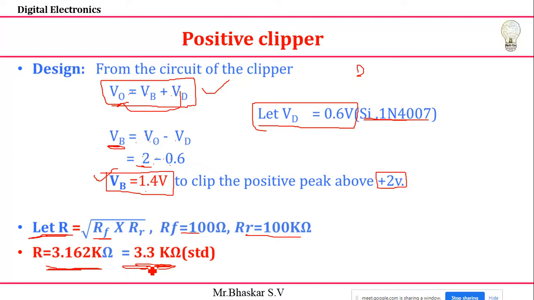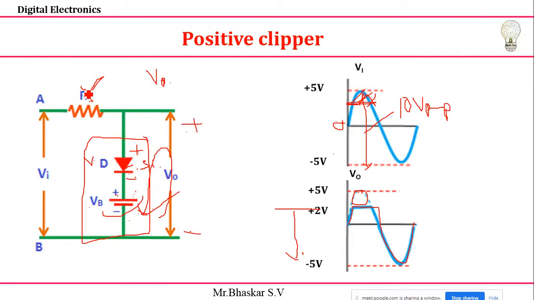How is it obtained? R is equal to square root of RF into RR. RF is nothing but the forward resistance, which I consider as 100 ohm, and the reverse resistance value I'm going to assume as 100 kilo ohm. Okay, is there anything else in my circuit? No. So I found the resistor value and VB, then easily I can analyze the circuit.